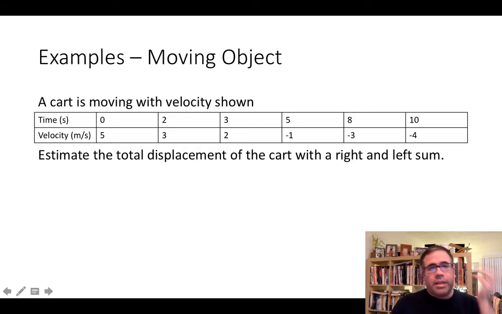So we got the left-hand side and the right-hand side. All right, let's see how this is used, right? We have some measurements. A cart is moving with the velocity shown. Notice that this is velocity, so since it's velocity, it can go negative. That's okay, it works the same. Estimate the total displacement of the cart with a left and a right sum.